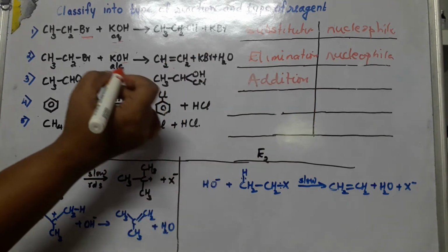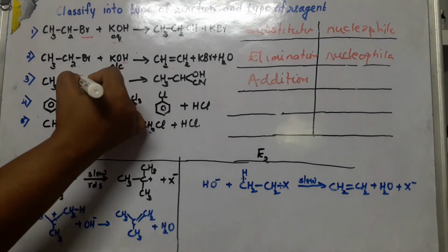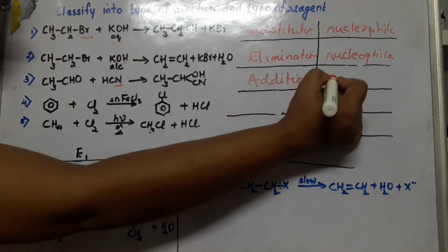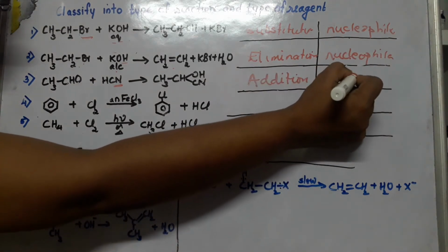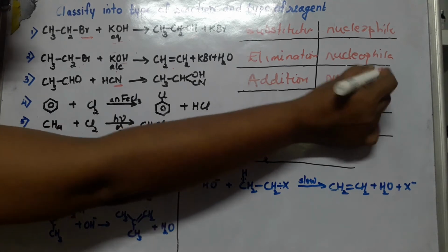Okay. Now which is the reagent bringing the reaction? It is cyanide. CN minus is the one which is responsible. So it is again a nucleophilic addition reaction, or you can say the type of reagent is nucleophile.